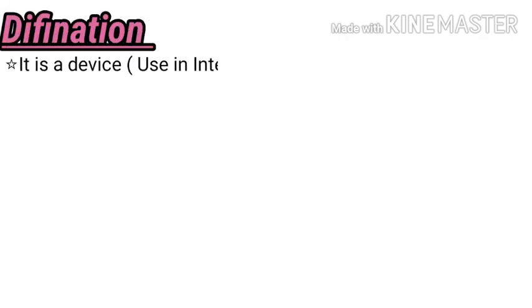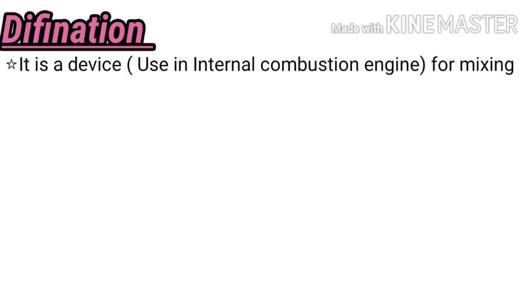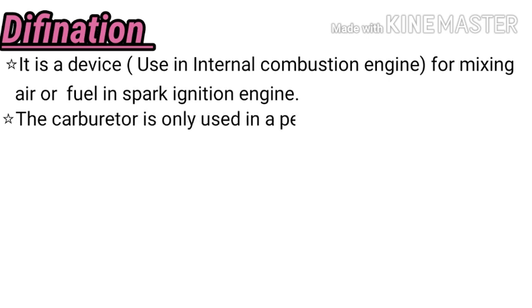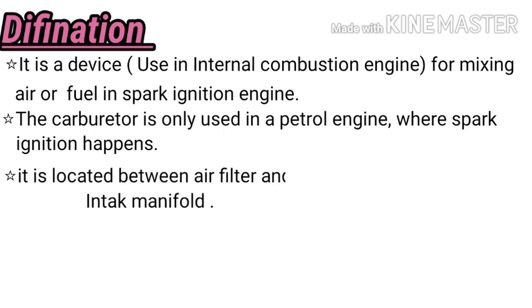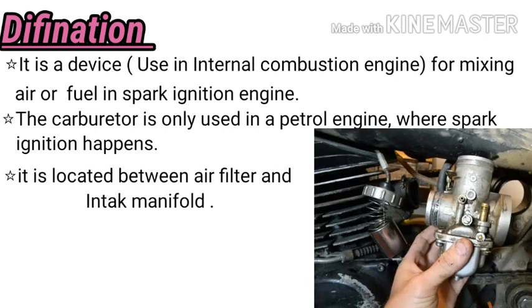Definition: It is a device used in an internal combustion engine for mixing air and fuel in a spark ignition engine. The carburetor is only used in a petrol engine where spark ignition happens. It is located between the air filter and the intake manifold.